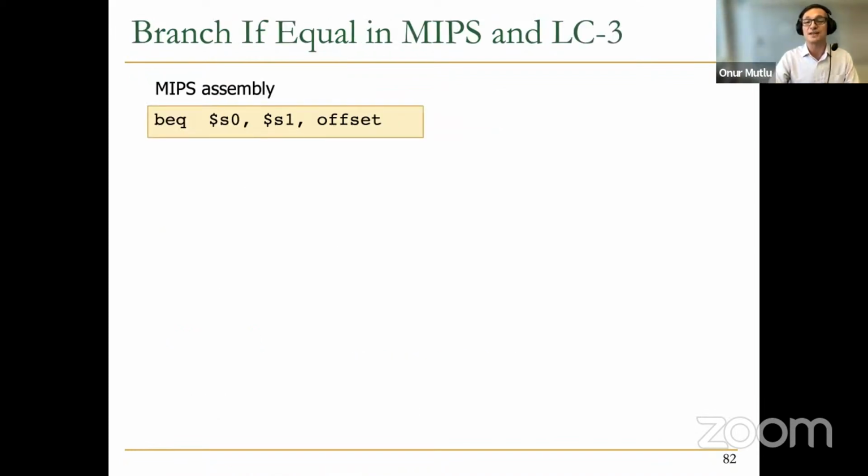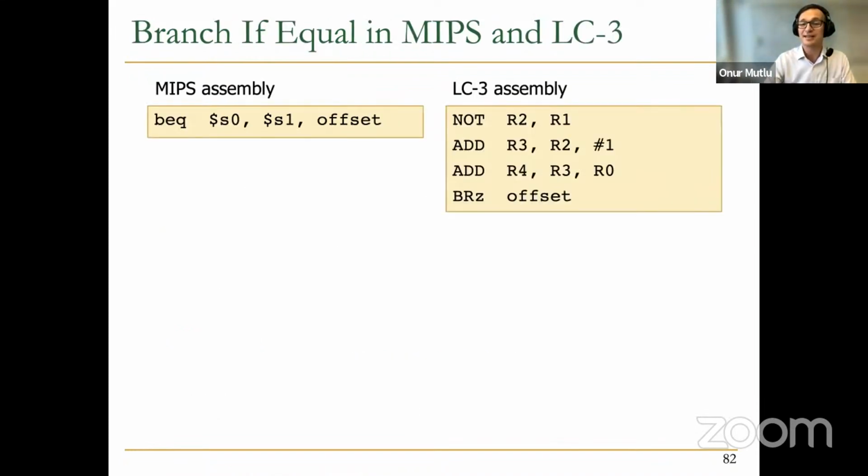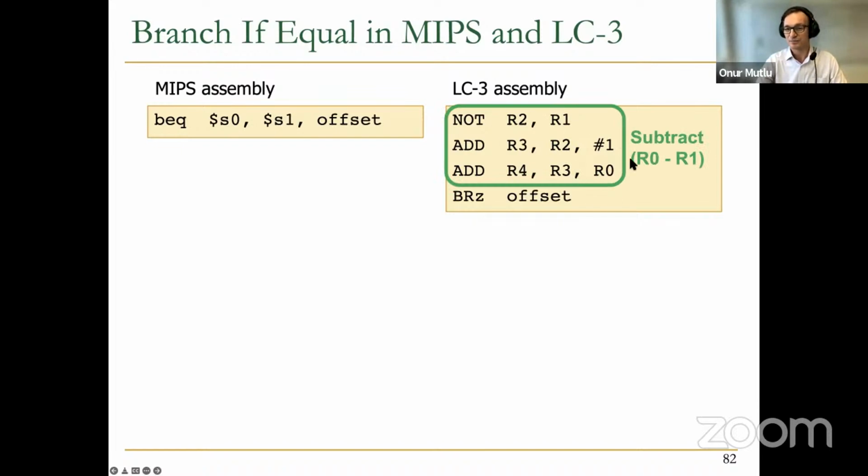Let's take a look at branch if equal in MIPS and LC3. How is it done? In LC3, if you want to do branch equal, this is what you need to do, basically. I'm going to finish very quickly after this example. Basically, you can see that since LC3 doesn't allow a branch instruction directly like this, it consumes a lot of operations to subtract R0 from R1. And if the result is 0, then you branch. Essentially, the single instruction is worth 4 instructions in LC3.